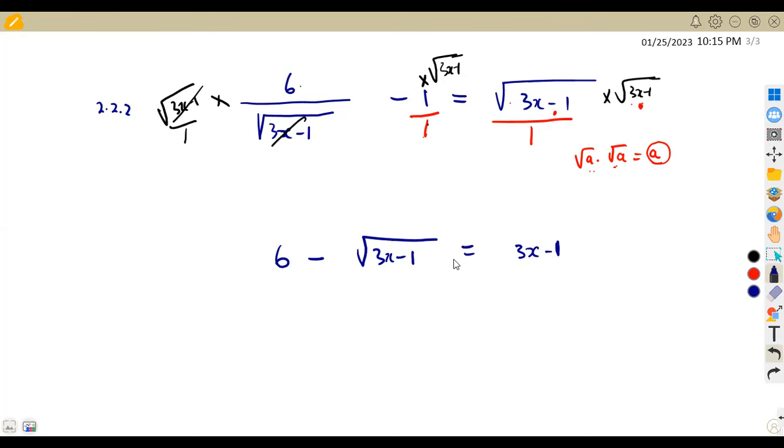So that is what you're going to have, or you can use this law: square root of a multiplied by square root of b is equal to square root of ab. That means you can multiply these, 3x minus 1 times 3x minus 1, which is going to give us the square root of 3x minus 1 squared. But remember, square root and the square, you just remove them, which gives 3x minus 1. So you have just obtained the same answer there.